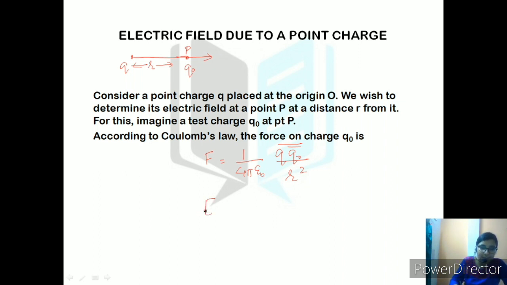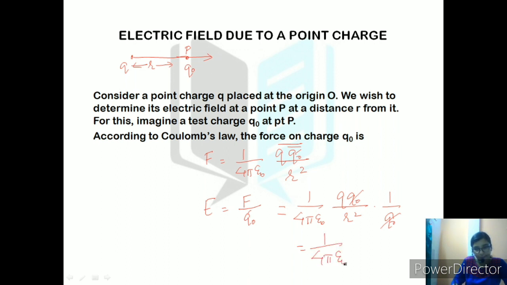And what is the electric field intensity at this point? Its definition is, its value is given by F by Q naught, right? That means it is the force acting on unit positive charge placed at that point. Now if we put the value of this F here, what will get cancelled? This Q naught gets cancelled. So what we'll have here? 1 by 4 pi epsilon naught, Q Q naught by R square, and now we divide it by Q naught. So this Q naught gets cancelled. 1 by 4 pi epsilon naught Q by R square.